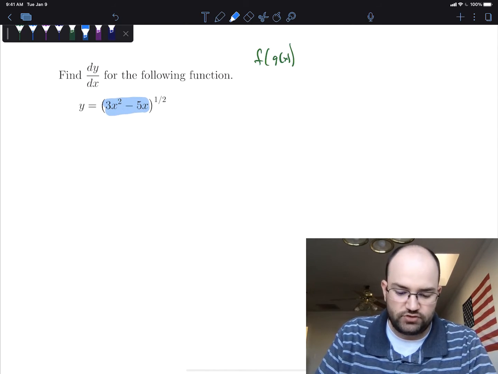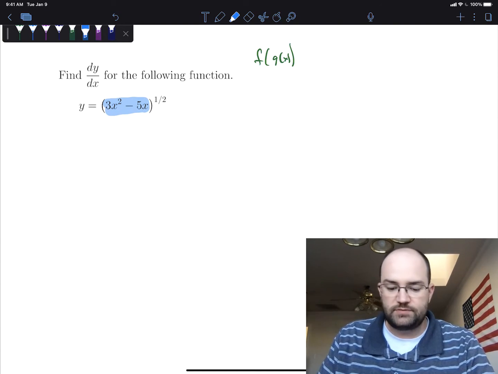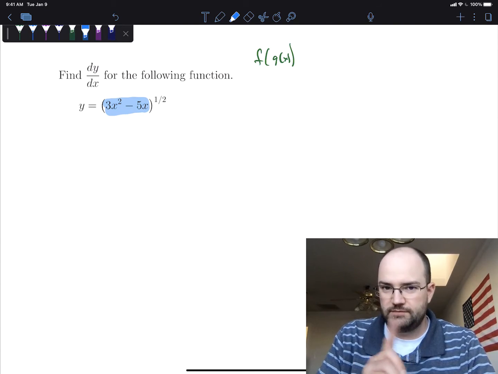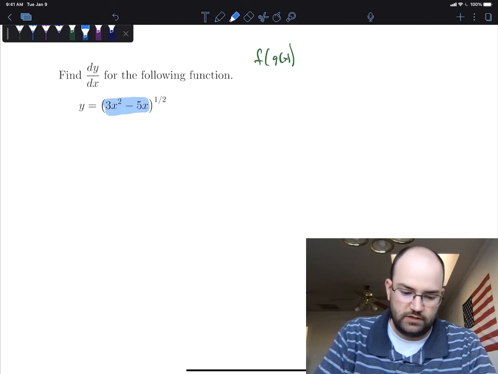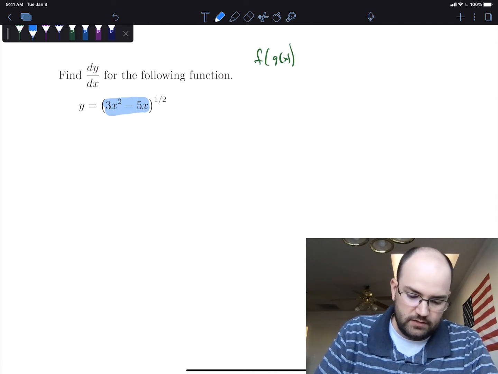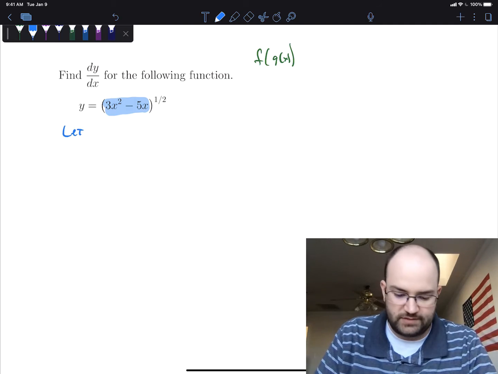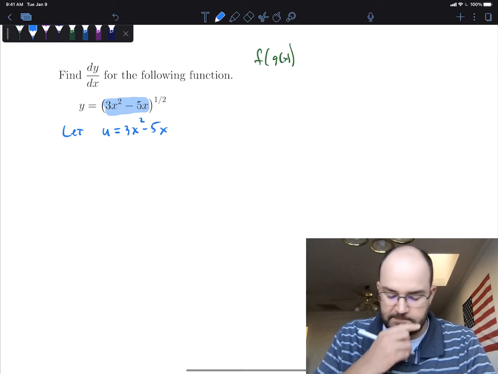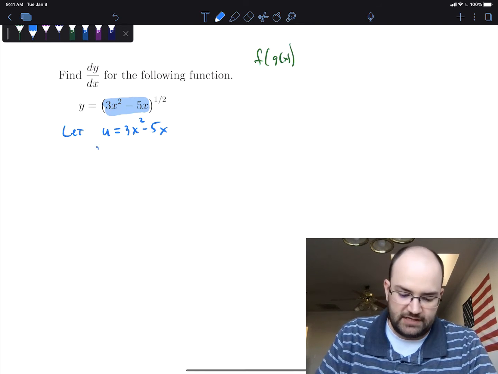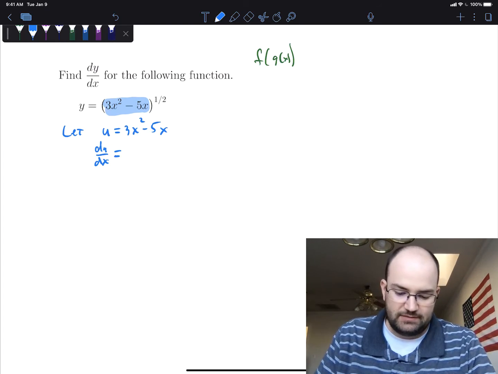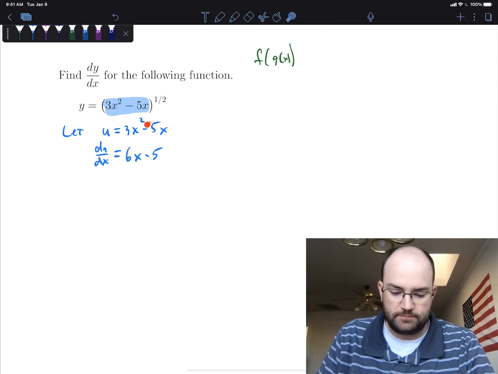It's the inside portion. So I'm going to think of this in a little bit different terms than what we normally would here. I'm going to let u equal something. Let u equal 3x^2 - 5x. Now notice that tells me that du/dx would be, bring the 2 down, 2 times 3 is 6, and then x to the first power, and then minus 5. I'm just taking the derivative here.